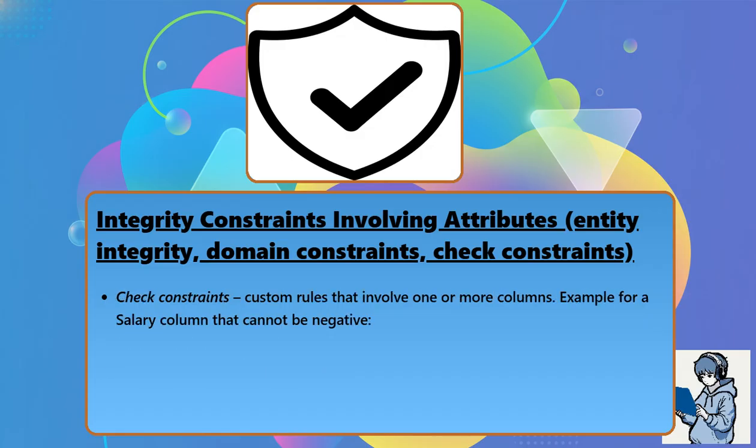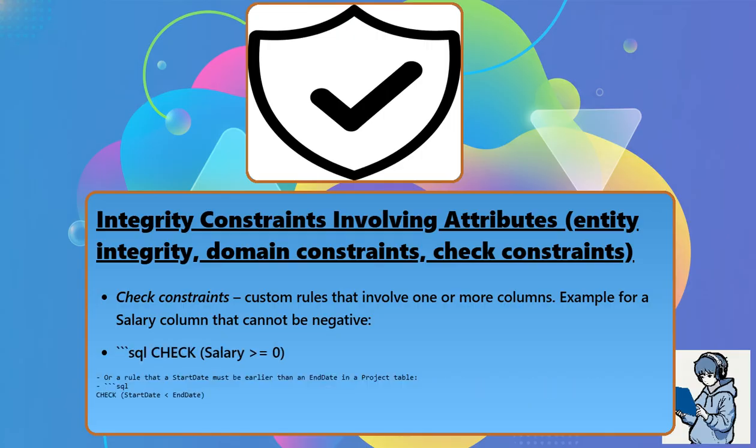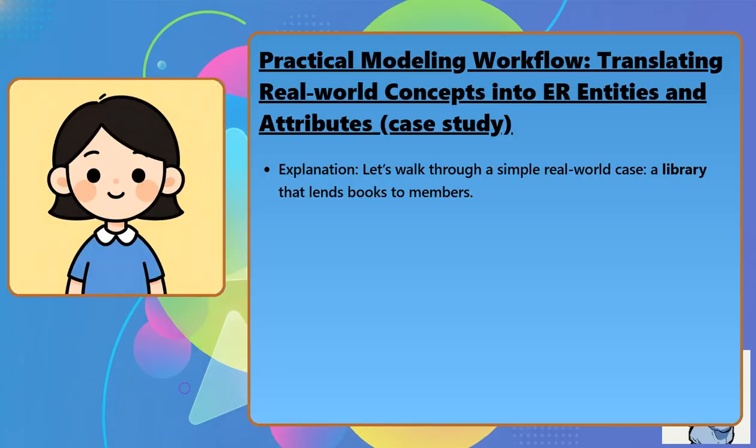Check constraints: custom rules that involve one or more columns. Example for a salary column that cannot be negative. Check salary greater than or equal to 0. Or a rule that a start date must be earlier than an end date in a project table. Check start date less than end date. These constraints are stored in the database schema and are automatically evaluated whenever rows are inserted or updated, preventing accidental bad data from entering the system.